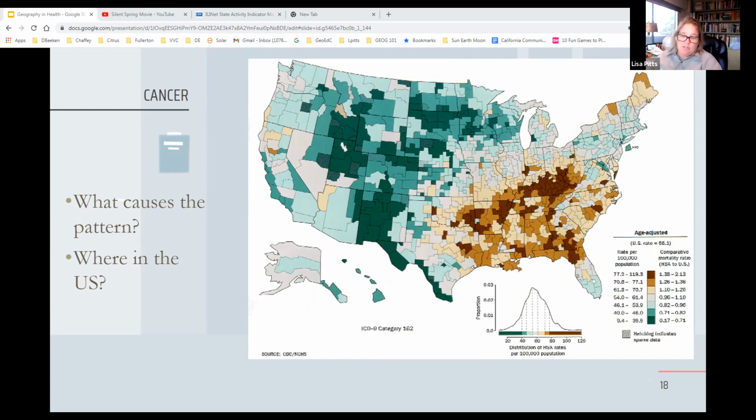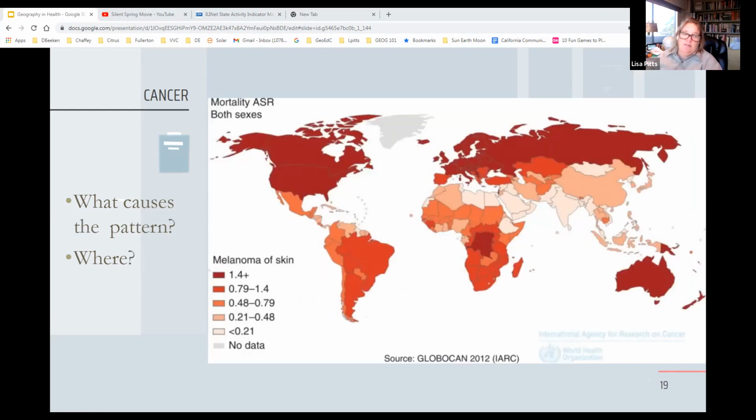This is lung cancer in males. This is skin cancer. Melanoma is known to be caused by exposure to the sun. So where there is more sun exposure, you should have more skin cancer.